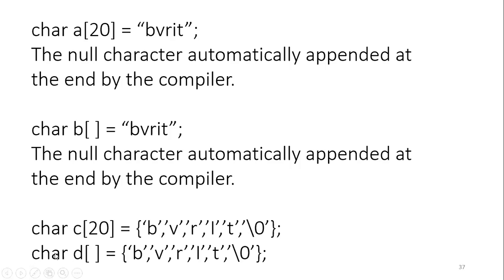Similarly, the other way we can initialize the string is without specifying the size of the array, with b, v, r, i, t, \0 in the form of characters. So we can initialize in these four ways. With size, directly written inside the double quotes. Without size, directly written inside the double quotes. With size, each character is initialized, and we have to append \0. Without size, each character is initialized, and we have to write \0 at the end of the string.